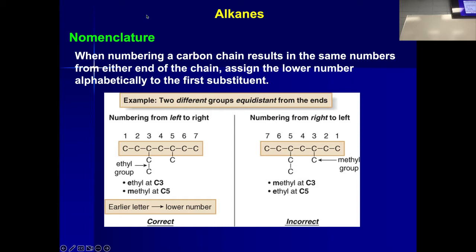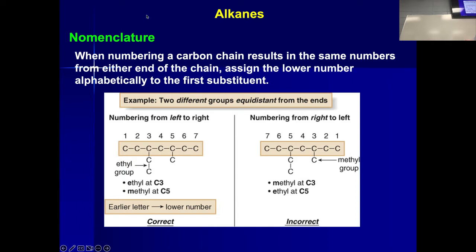Now, if you can get the same numbers both ways, no matter how you do it, then you start to look at the alphabet. So this class requires you to be able to count to 10 and know your alphabet. Okay, so you've got to be able to figure this out. So if we look at this, numbering from left to right, we've got 7 carbons. 7 carbons is what parent? Heptane, that's right. So we've got a heptane parent.